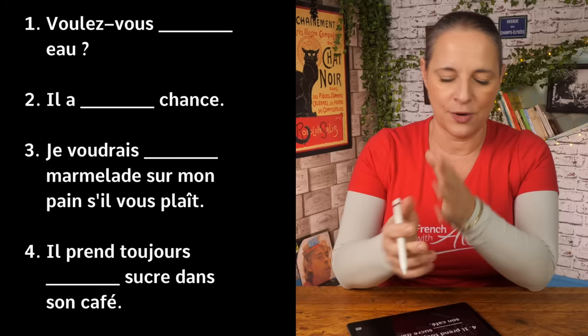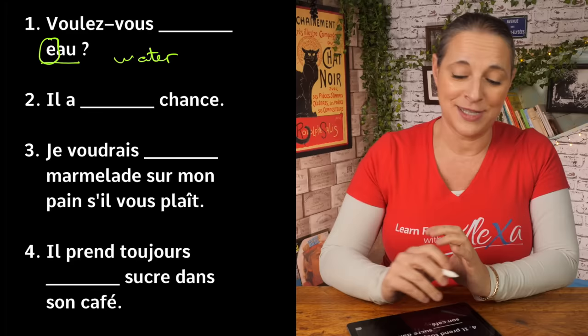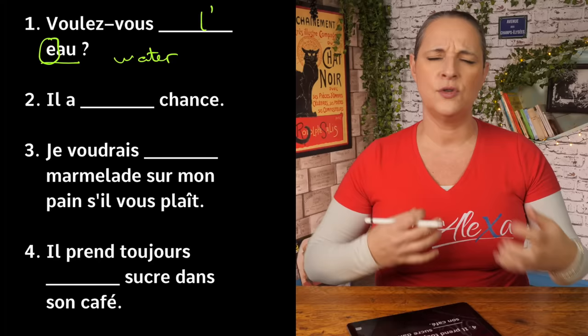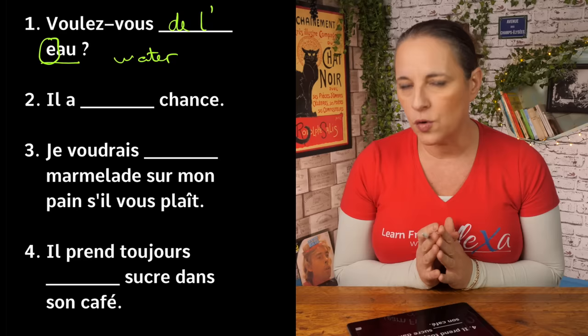Au meant water. Okay. Now, O begins with a vowel, and therefore, no matter what, it has to have an L apostrophe before. Now, to say some, we say du, de la, de le, or des. In that case, it's de L apostrophe. Voulez-vous de l'eau? Would you like some water, or do you want some water?